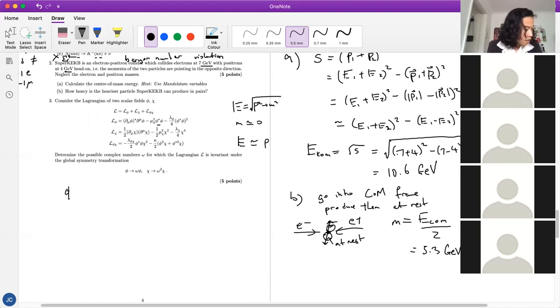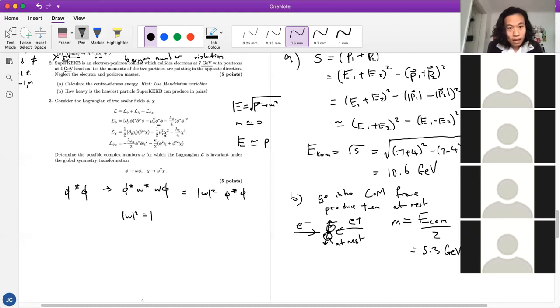So in this case, phi star phi, if I transform them, will become phi star omega star omega phi. If that has to be invariant, that's magnitude omega squared phi star phi. So that tells me if omega is a complex number, then the magnitude of it has to be equal to 1. And that's the phi star term.